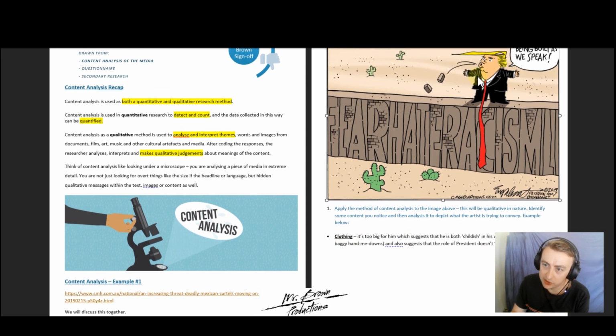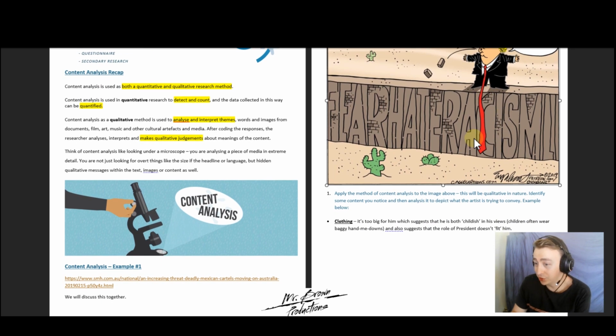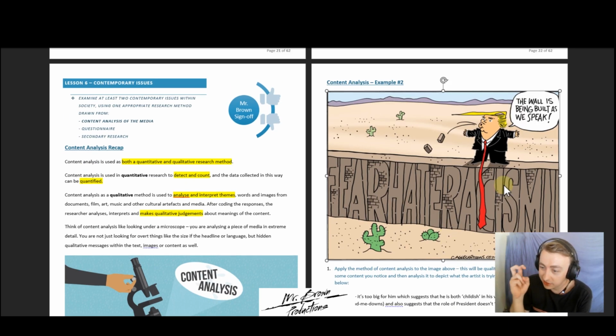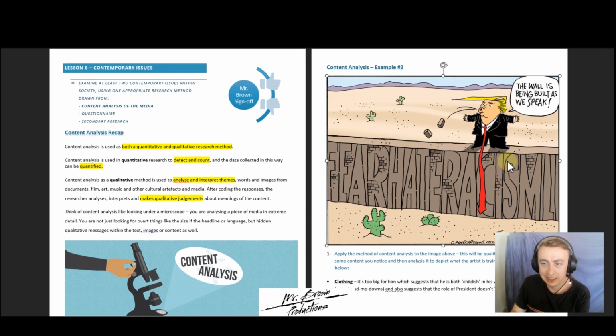What I've noticed for this is that the clothing appears to be too big on Donald Trump, which might suggest that his views are childish, because children often wear baggy hand-me-downs, but it might also suggest that the role of president doesn't fit him, is sort of an idea that I've got there. This may feel a bit like an English lesson, but it's SAC, so don't stress. There's heaps of other things that I think you can pick up on.